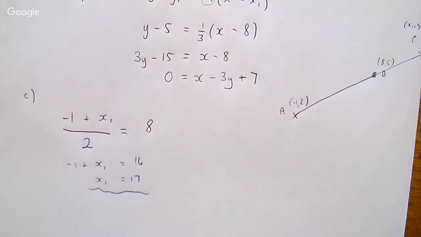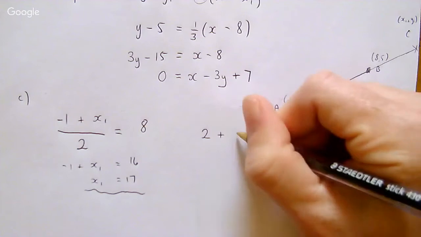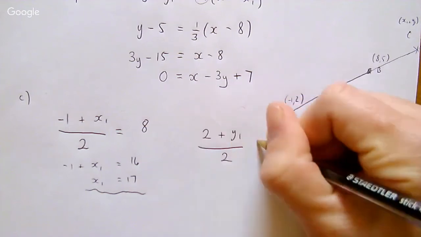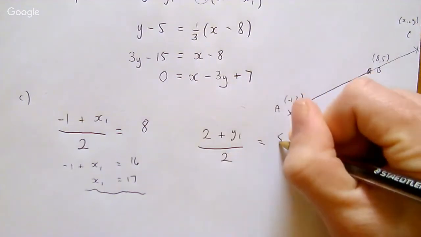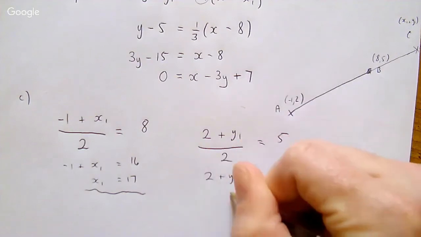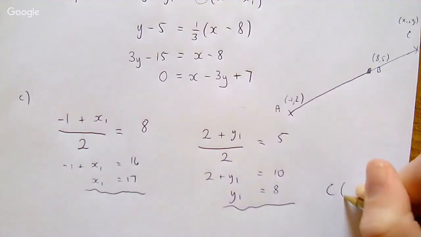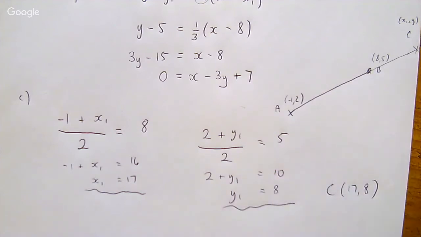Then I'll do exactly the same for the y coordinates. It'll be 2 plus, don't know C's coordinates, so y1, over 2 is equal to B's y coordinate, which was 5. So take the 2 over, we get 2 plus y1 is equal to 10, so y1 is equal to 8. So C's coordinates must have been 17, 8.